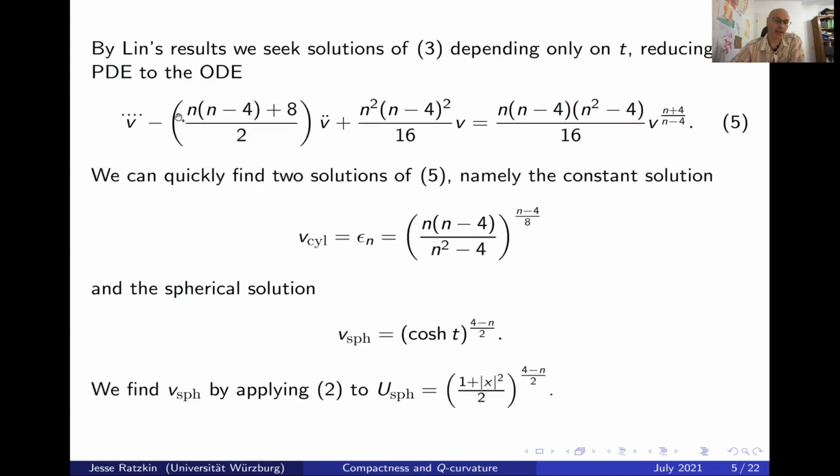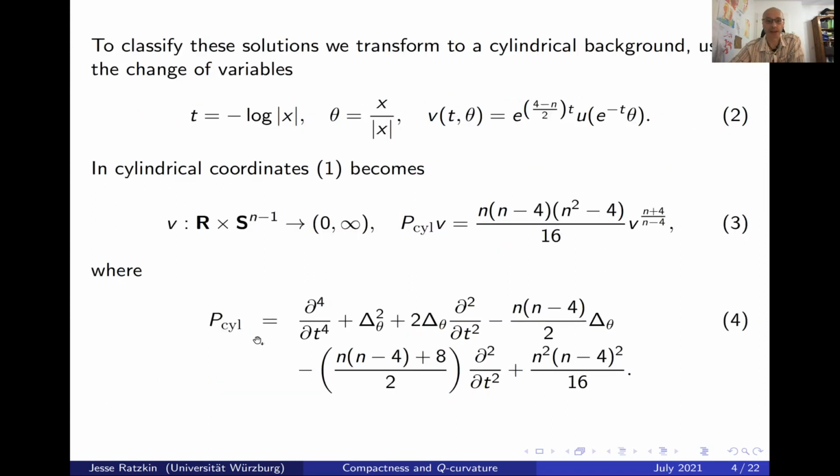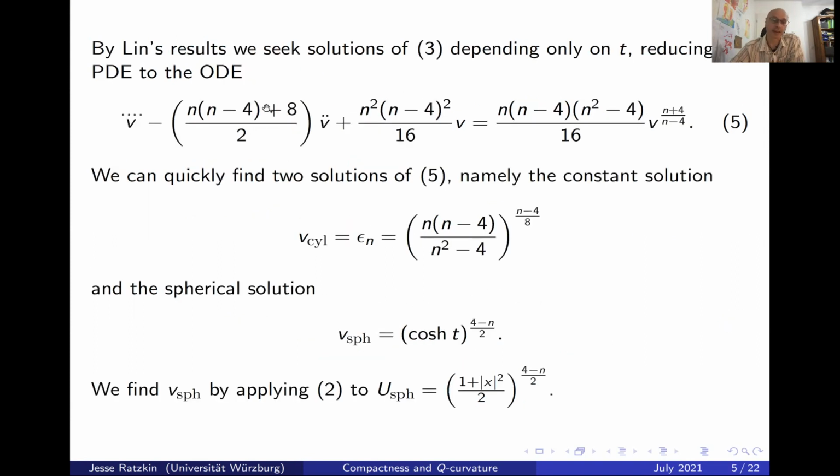But I know that I only need to look for ODE solutions, and this means all of the terms in my Paneitz operator with angular derivatives vanish. This reduces me to looking for solutions to this ODE. It's a fourth order ODE. I have a fourth order term, a second order term, and two zeroth order terms, a linear and a nonlinear zeroth order term.